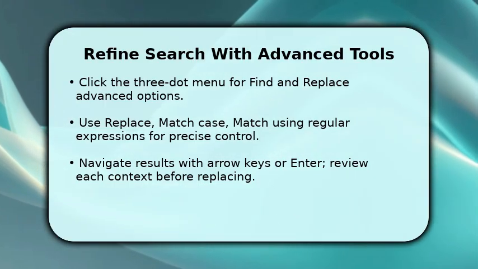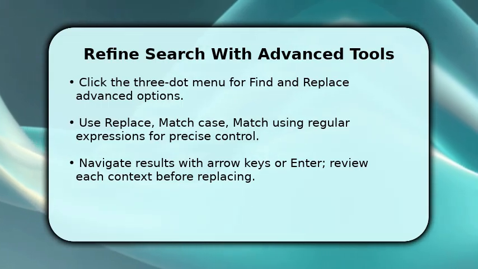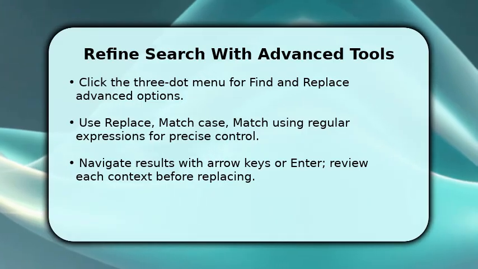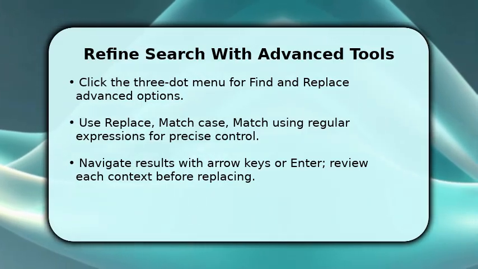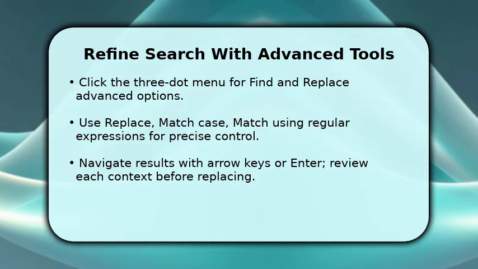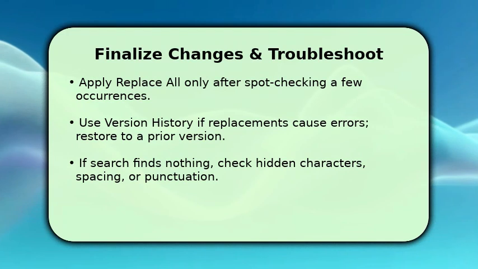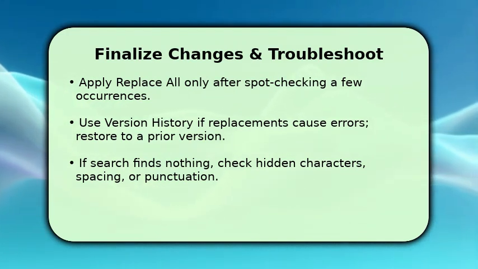to update repeated terms. Make sure to step through results with the arrows or enter so you review context before committing replacements. If you have long documents, use the document outline alongside search to confirm your editing. You're nearly done. After confirming a few matches, use replace or replace all to complete edits, but proceed cautiously.